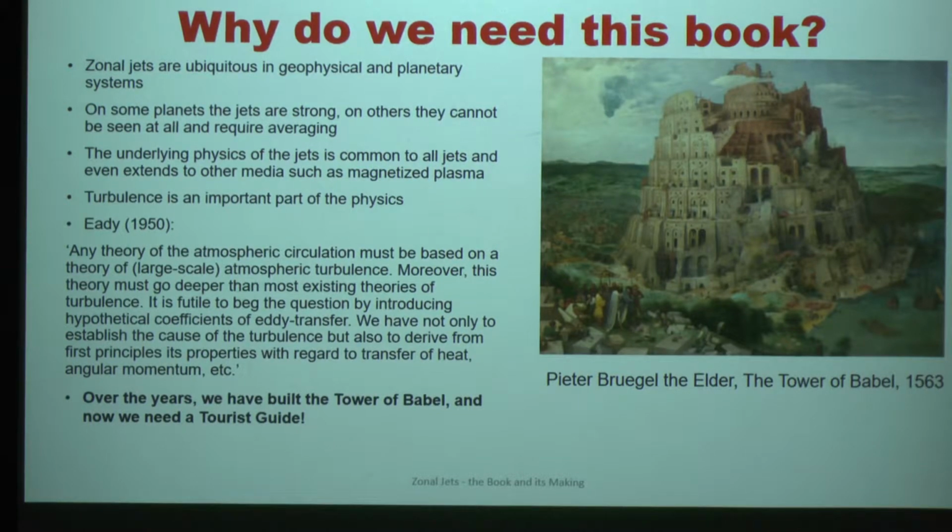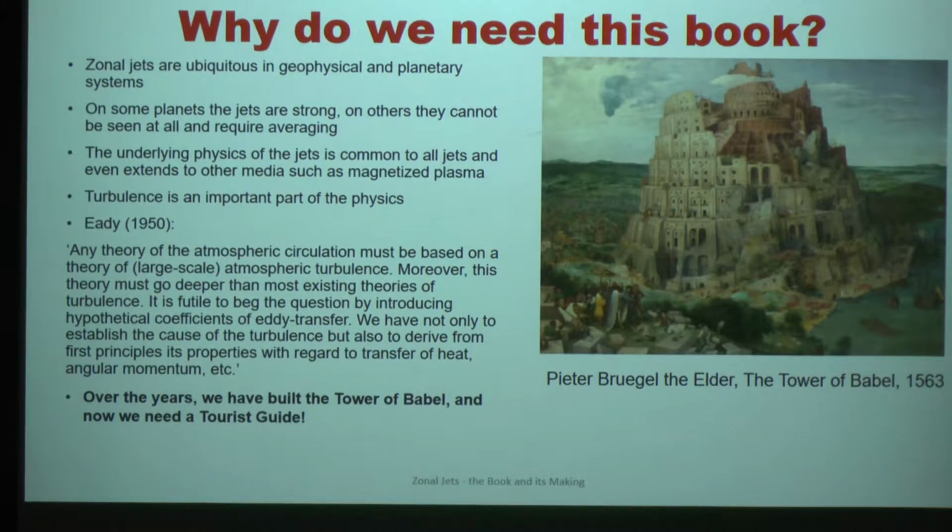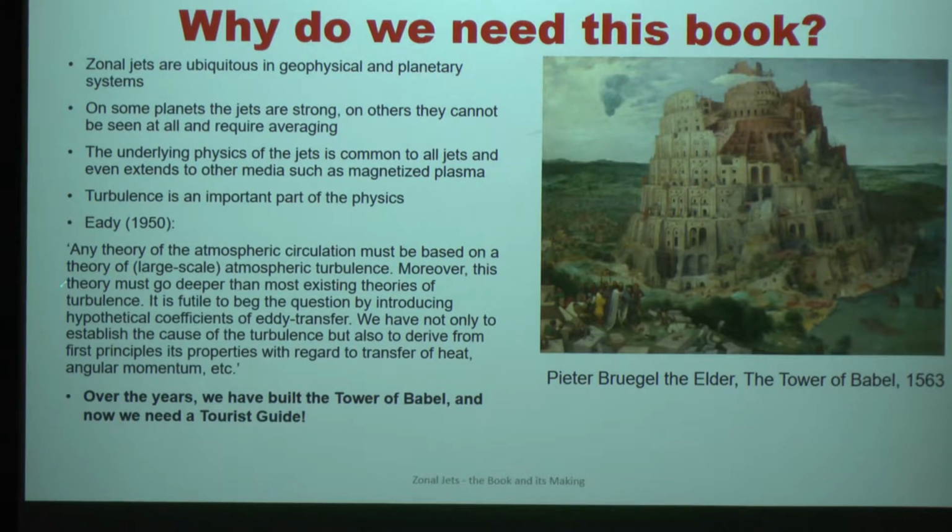All right. Now, what is important for all of it is turbulence. Turbulence is a really important nonlinear process which underlies the mechanism which generates the jets. There is a very important citation which I found from Eddy. You know the Eddy problem. Everybody knows it from atmospheric science. It goes back to 1950, and this is really important to read.